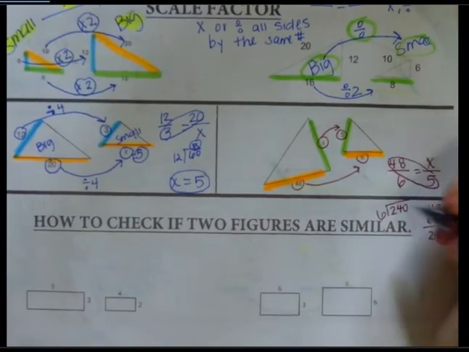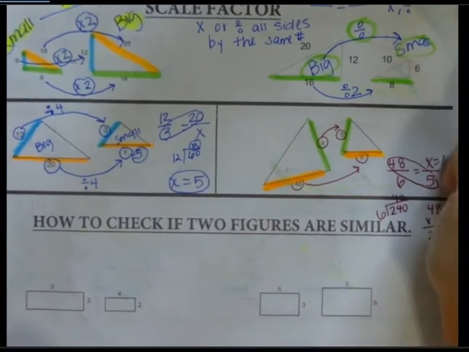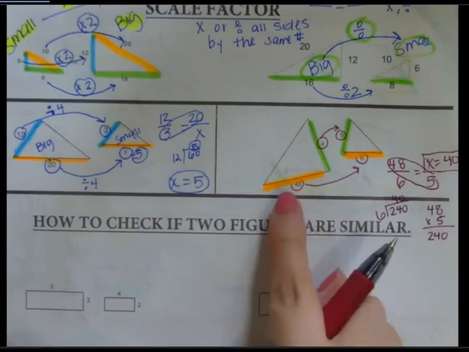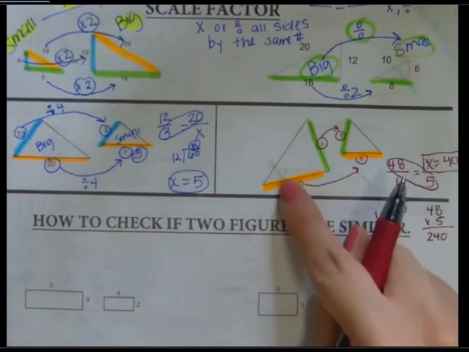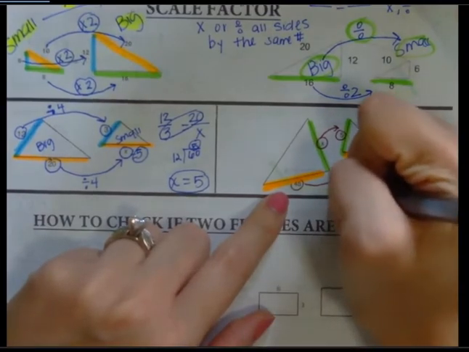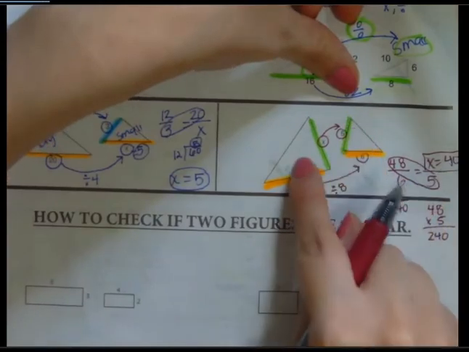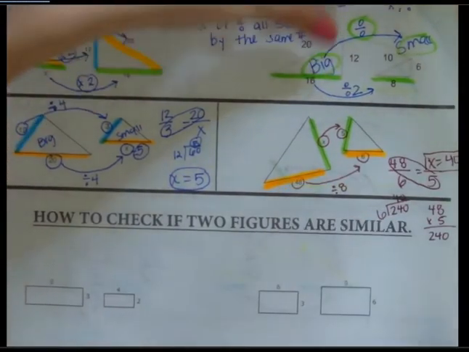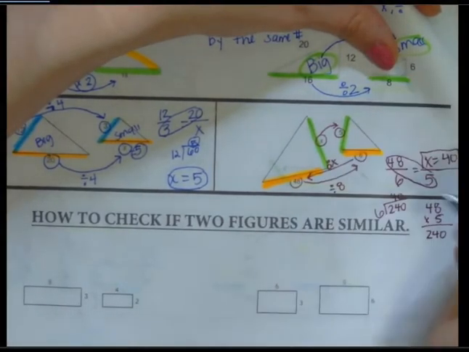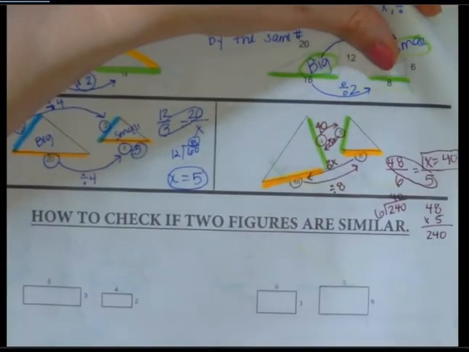240 divided by 6 gives you 40. So the missing side for the big one is 40. Now, is there a relationship from 48 to 6? They're dividing by 8. But now we're going from the 5 to the x. So it's like if we're going backwards from the 6 to the 48, you do it times 8. So 5 times 8, you get 40.